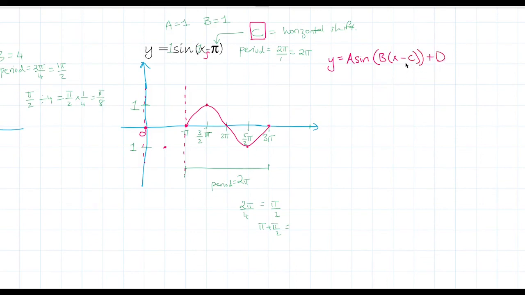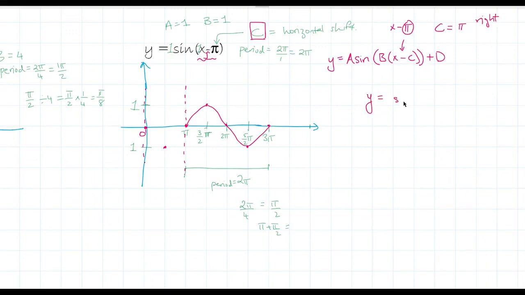So the negative sign is not a part of c. So in this case, because it was x minus pi over here, our c value is just pi. And that means we're going to move in the right, positive x direction.